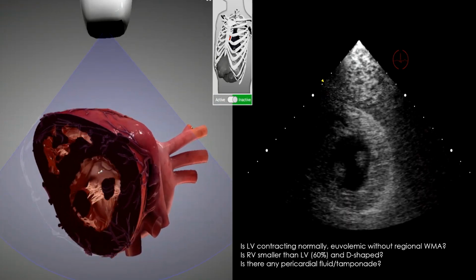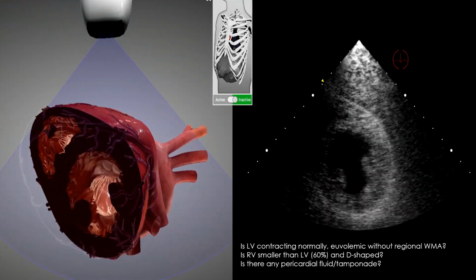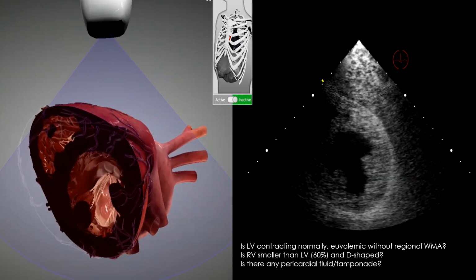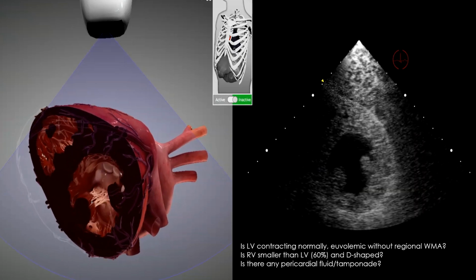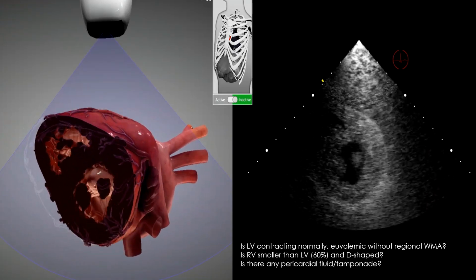Is the RV larger or smaller than the LV? And is the RV D-shaped and taking up the whole screen? That kind of tells you that your RV is dysfunctional. And then, of course, you can also look for effusion and tamponade. But for me, this is the money view because it tells me whether or not I need to give half the big syringe or all the big syringe.